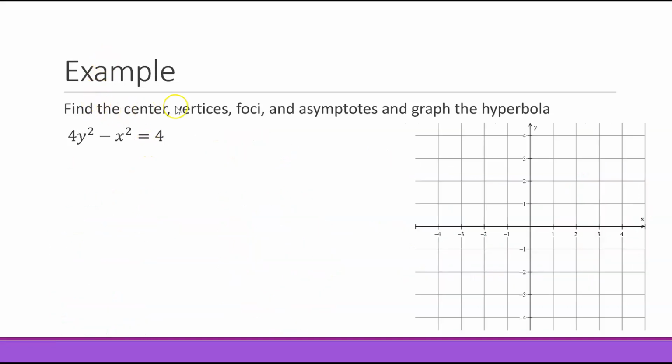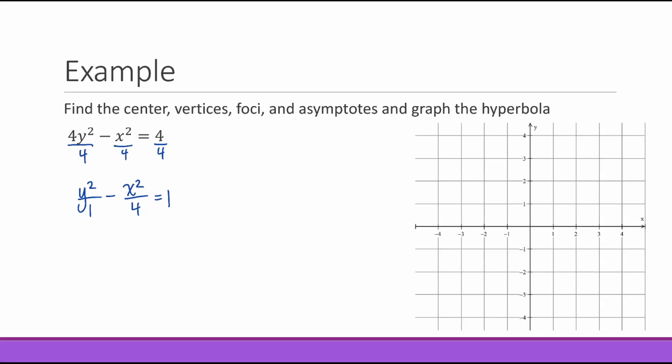In this example, we want to find the center, vertices, foci, and asymptotes and graph the hyperbola 4y squared minus x squared equals 4. So this is a hyperbola because y is being squared, x is being squared, and then one of them is subtracted. One of them is a minus. But it doesn't look like standard form, so we're going to go ahead and divide everything by 4 to get that equals 1. So we're going to divide by 4, divide by 4, divide by 4. We have y squared over 1 minus x squared over 4 is equal to 1.